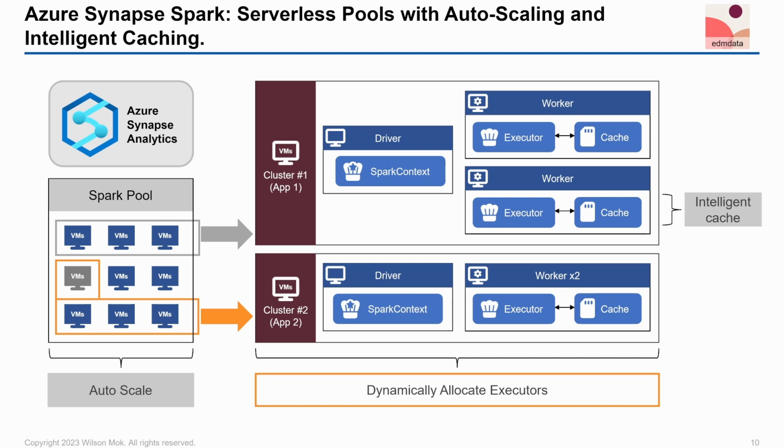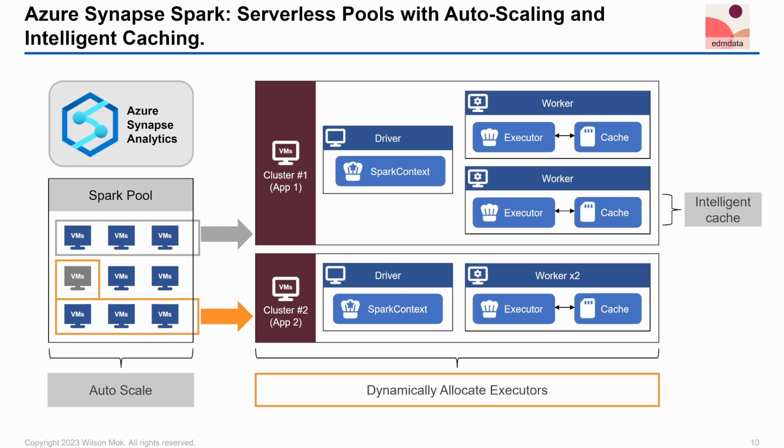How do we go about doing that? Let's say your configuration for your cluster is 3 to 6 VMs, and you always allocate 6 VMs that you're paying for, even though you're not using. That can get expensive in a hurry, right? If you have multiple clusters. So what Synapse and Microsoft did is implement this thing called dynamic allocate executors.